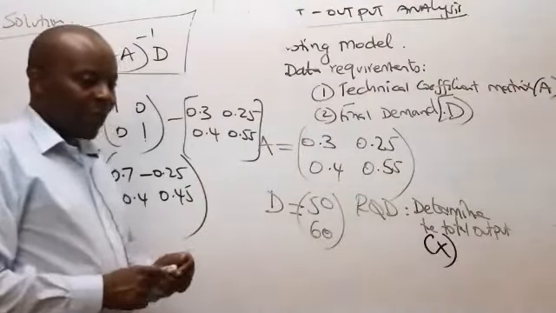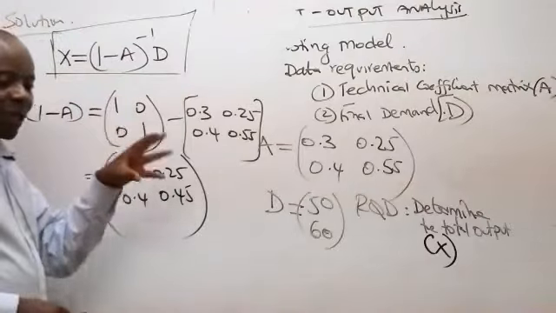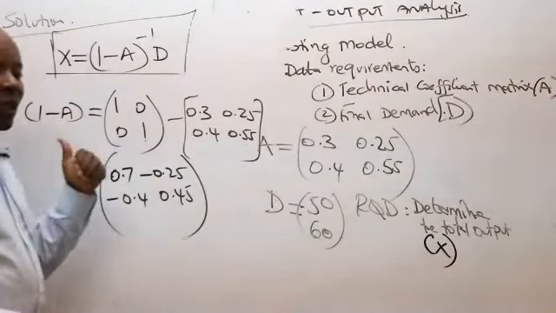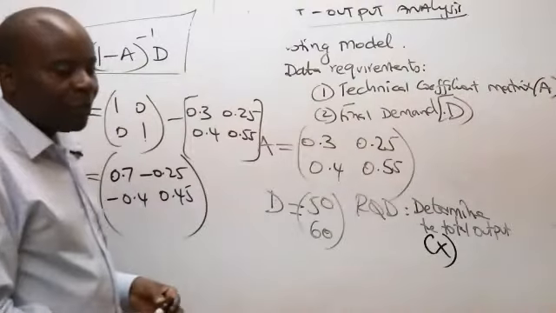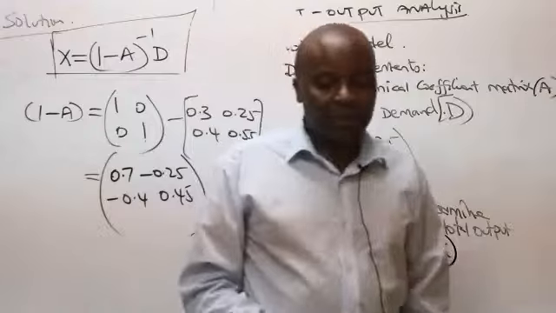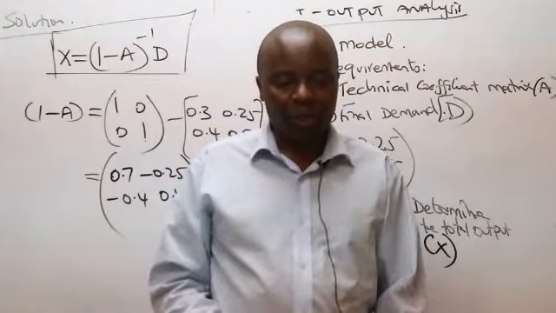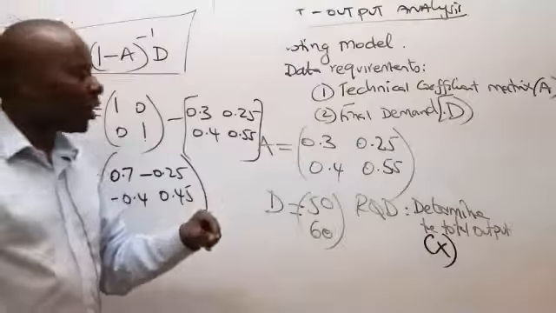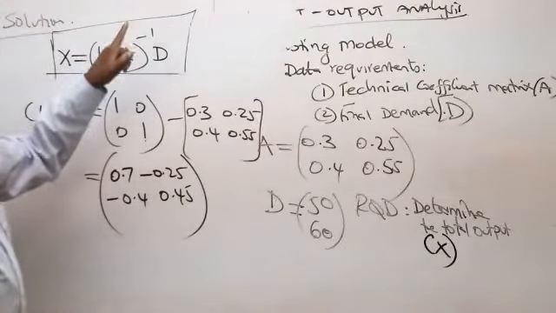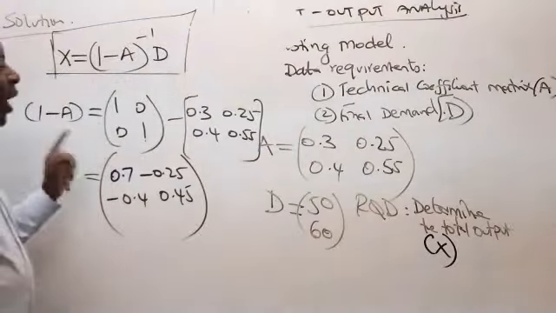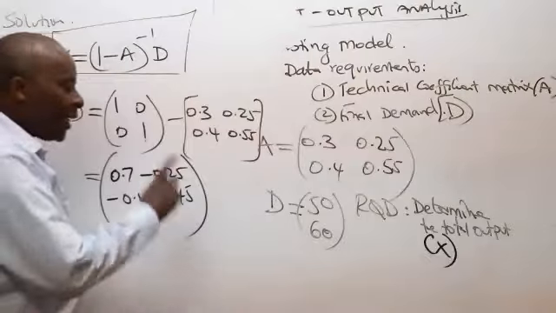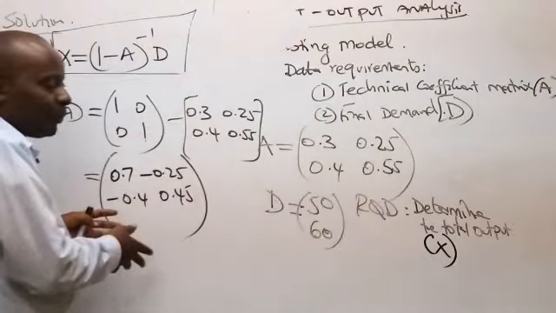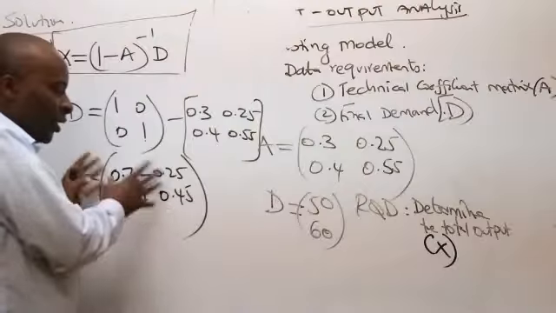Now, ladies and gentlemen, if you are a keen student, having gotten this that is in brackets, what do you think will be the next thing to be done as per the formula? Find the inverse. Thank you very much. Because this raised to minus 1 means inversion. So remember, we are not getting the inverse of A, we are getting the inverse of I minus A, the result of our subtraction here.